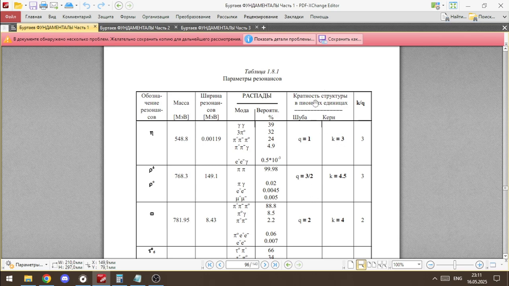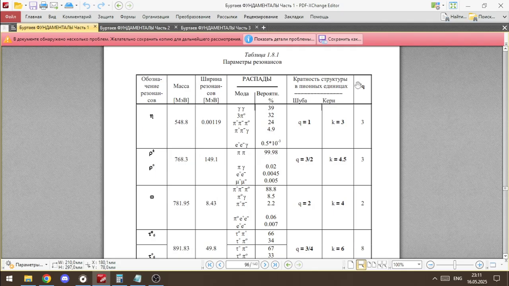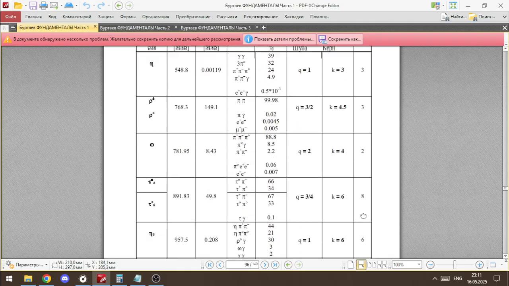So this is in pionic units. So 1 is 4 feathers. Each one is 4 feathers, right? So 3/2, that would be 1.5 times 4, that would be 6 feathers, right? 3/2 is 6 feathers in the fur coat, for example, of rho particles, right? Etc., etc. And this is the ratio between core and the fur coat. It's also always integer, as you can see.